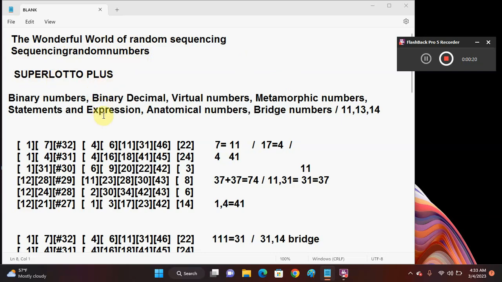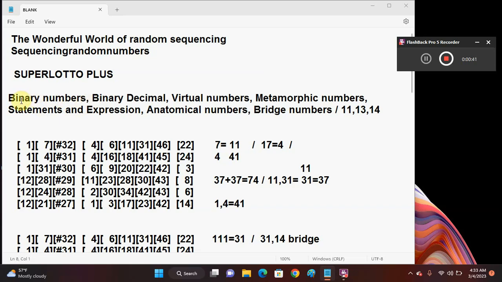So, to begin with, I'd like to introduce some concepts within the language of what is random sequencing. Now, this is my language, basically. I don't think you'll find it on the web, but there are concepts that you'll be familiar with.